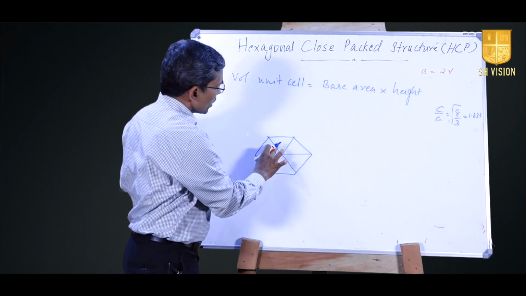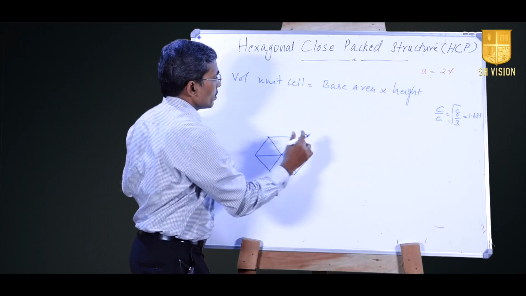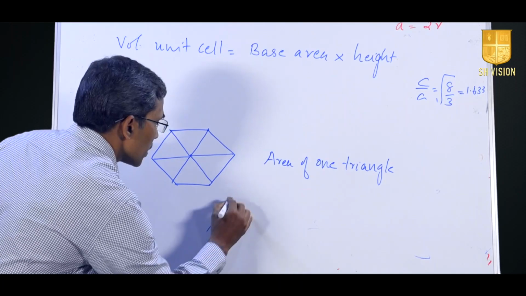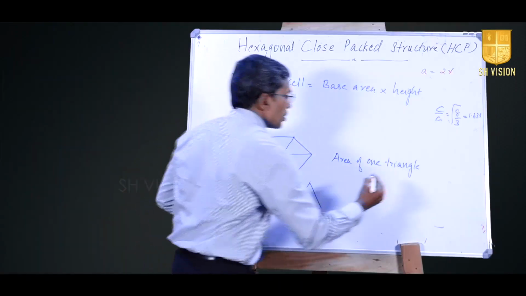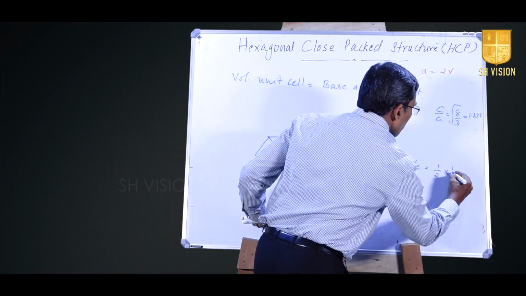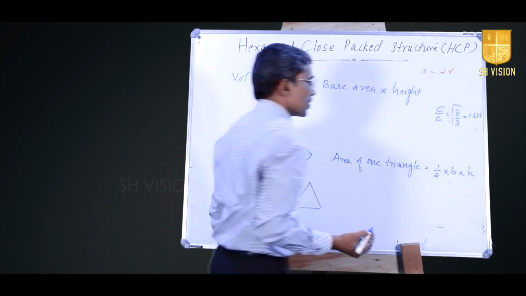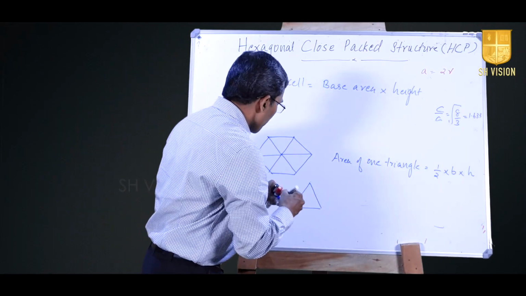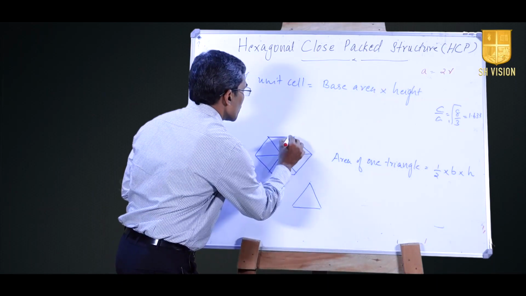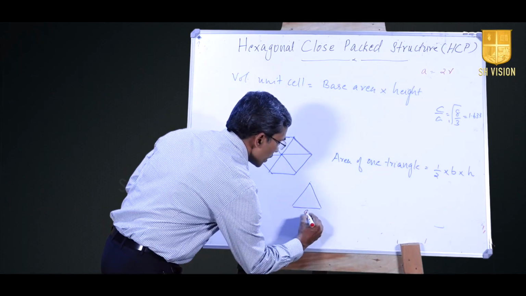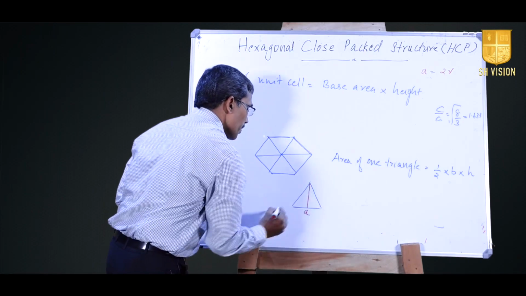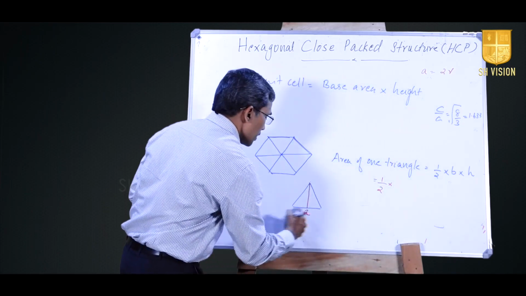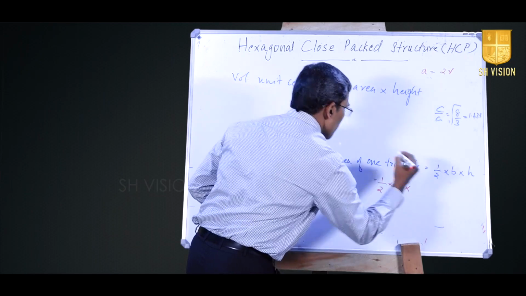So, base area is nothing but area of 6 triangles. First we will calculate area of one triangle. The area is equal to half into base into height. Here this is the base, and all these distances are a unit. Therefore, this is a, and this is the height. So this is equal to half into base a into height, which we have to calculate.